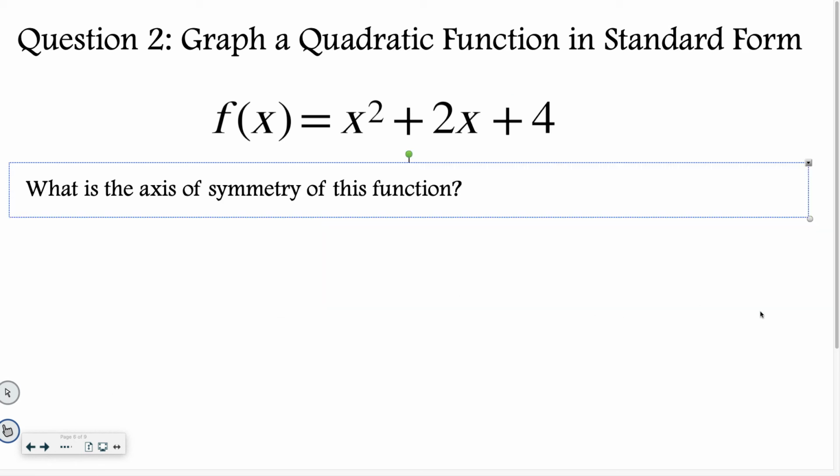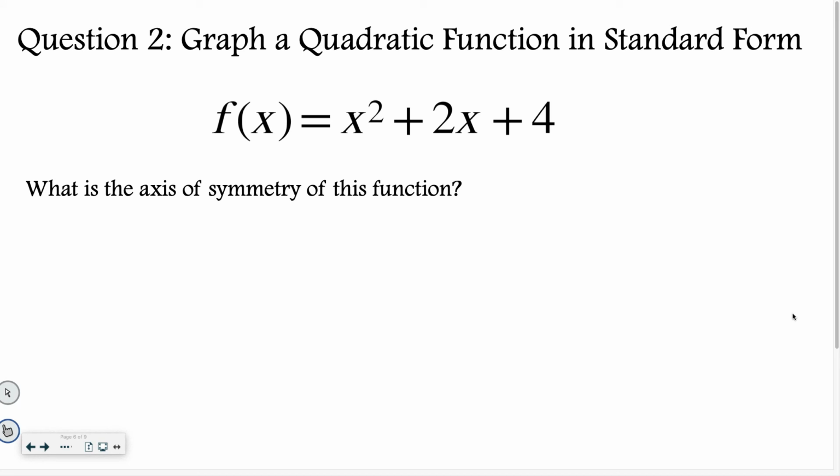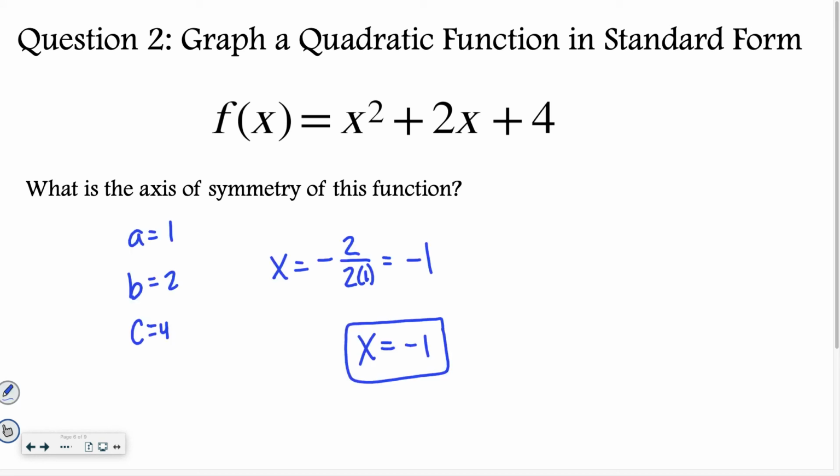All right, now I want you to find the axis of symmetry. Make sure to write your answer as an equation. Good luck. All right, for this problem, hopefully the axis of symmetry you got was x equals -1. If not, please be sure to check my work, and please be sure to ask questions if you need help.